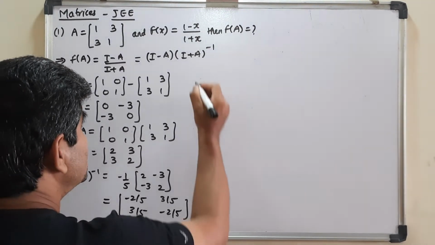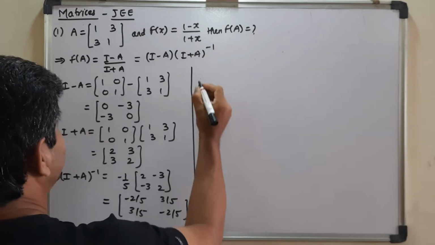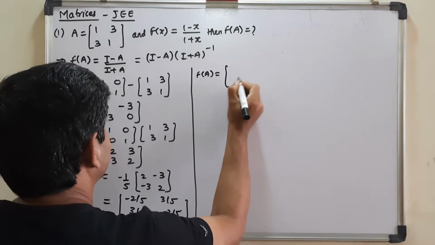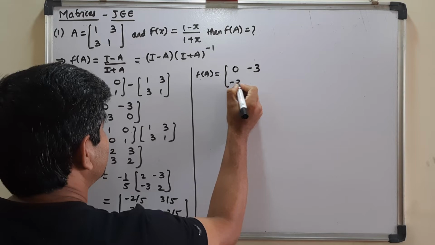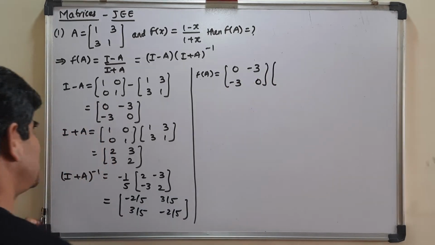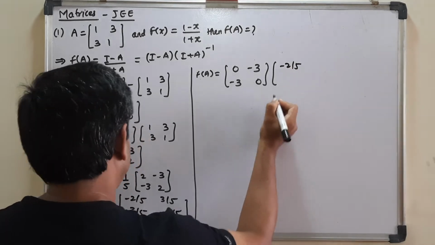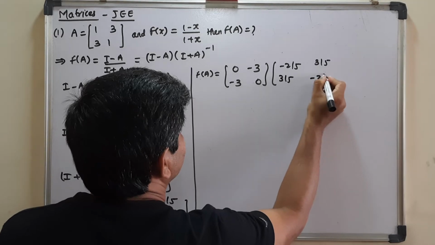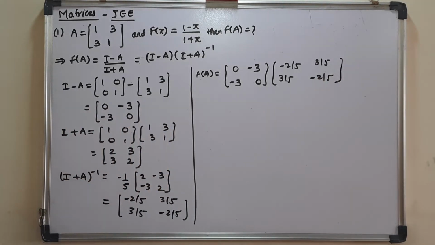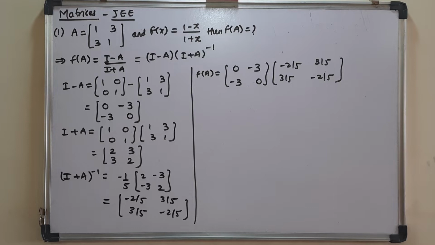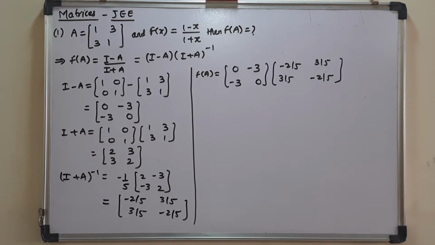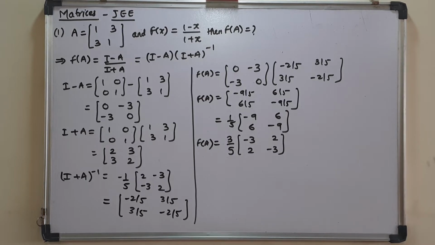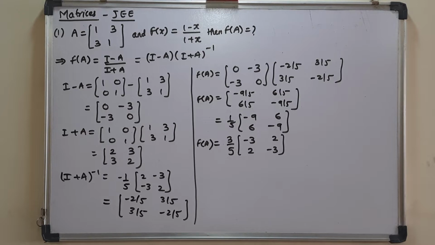So now what I get from here is my function of A will be your I minus A, which is 0 minus 3, minus 3 0, and the inverse which I got as minus 2 by 5, 3 by 5, 3 by 5, and minus 2 by 5. Now if you solve this by general multiplication, you will get the required function of A. So you get function of A as 3 by 5 into the matrix minus 3 2 2 minus 3.